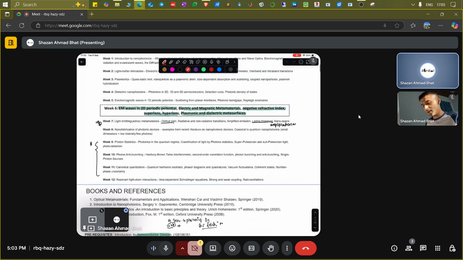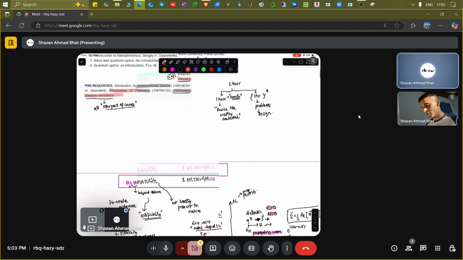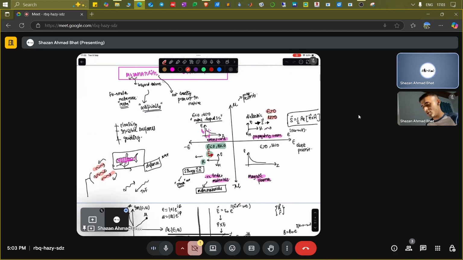If you remember, we studied the behavior of electromagnetic waves in the two-dimensional periodic potential, and we studied electric and magnetic metamaterials. But unfortunately, due to some audio issue, only the text was visible, although I tried to give a lot of information in that session. I wasn't able to record the audio, so I'll briefly recapitulate what we had studied.